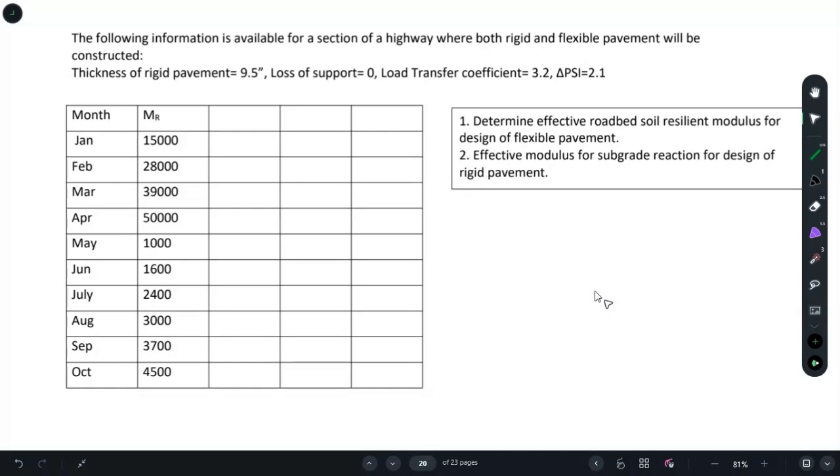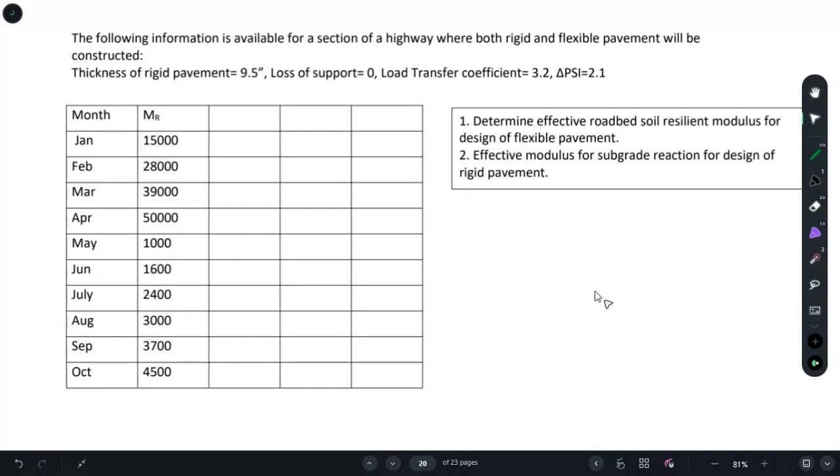For design of pavement, we need to know the soil parameters. And for the AASHTO method, we are interested in MR, which is the modulus of resilience. But the thing is, the modulus of resilience or modulus of elasticity of soil changes over time.